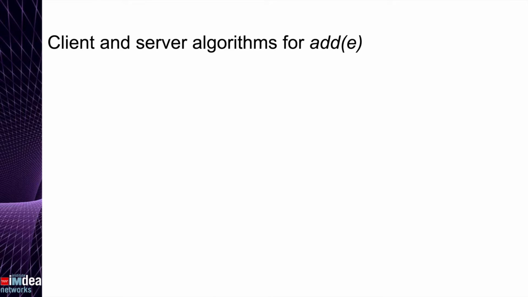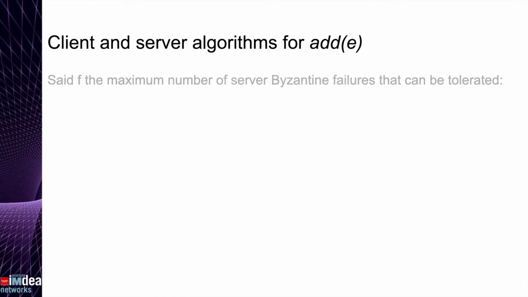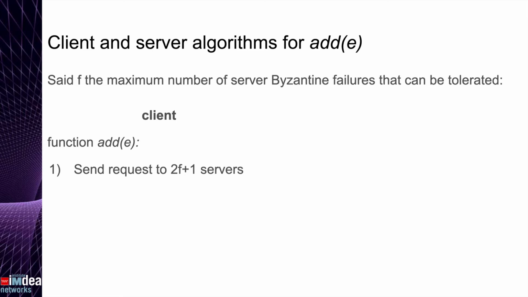Let's see how we propose to implement the Byzantine-tolerant DSO. We will call f the maximum number of Byzantine failing servers that can be tolerated by the system. This is important because this is the only assumption that client and servers can make with respect to all the other participating processes. The add operation for the client requires that the add request is sent to 2f+1 servers, and the client waits for f+1 acknowledgements from the servers.